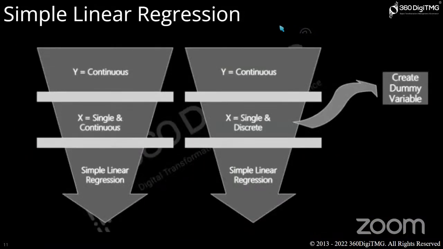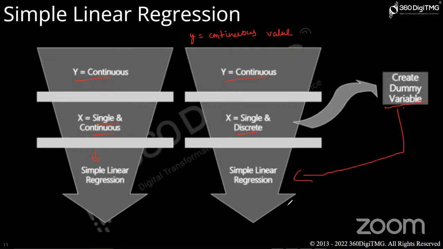Okay, next. We can see here that in regression, y should be a continuous value. If y is not a continuous value, it will not come under regression. So y will always be a continuous value. Y is continuous in both cases, but x can be continuous or not. If it is continuous, we can directly apply simple linear regression. But if it is discrete, then we'll have to create dummy variables. Once this is created, then we go for simple linear regression.